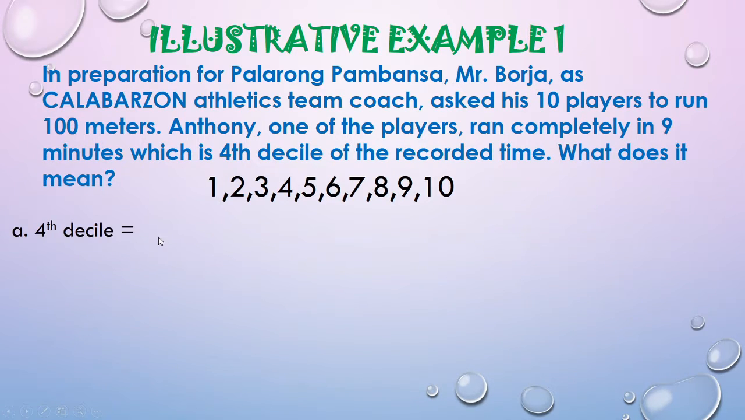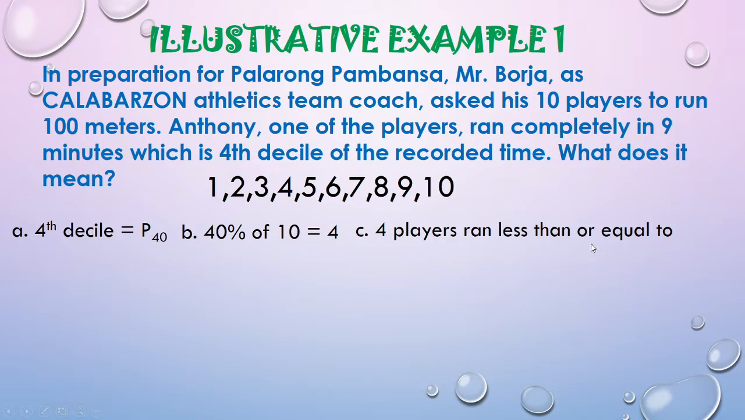So, ang fourth decile equivalent to P sub 40, di ba? So, kailangan natin makuha yung percentage form ng fourth decile. So, ang percentage form niya ay 40%. So, 40% of 10 is equal to 4. Kasi bago natin masagot itong tanong na what does it mean, ihimay-himay natin siya. So, ang 40% ng 10 ay 4. So, lumalabas dyan na 4 players run less than or equal to 9 minutes.